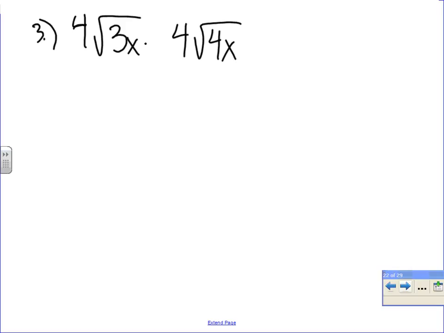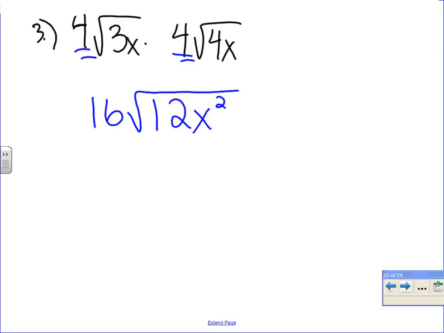Okay, here's what you need to do. If you have numbers in front, we need to multiply them together. So 4 times 4 is 16. And then when you're multiplying a radical together, multiply what is inside and leave it so it's all in one radical. So what is 3x times 4x? 12x squared. So 3 times 4 is 12. X times x is x squared. So the first thing you do if they're split up is multiply them together so that it's easier for you to simplify the radical. Is everyone okay on that part?